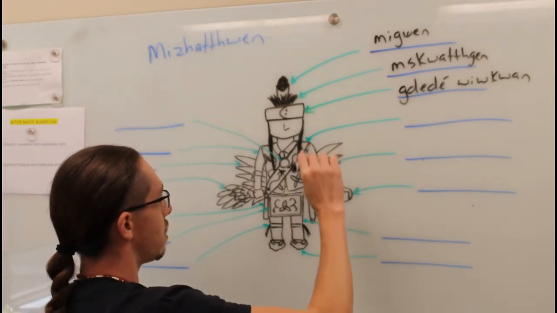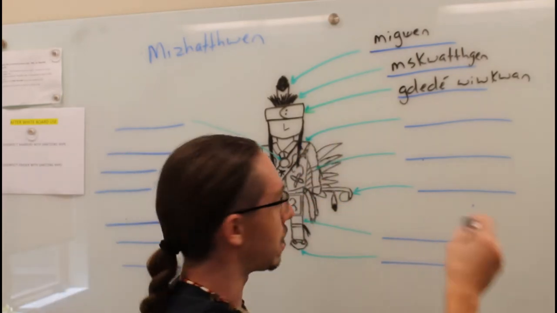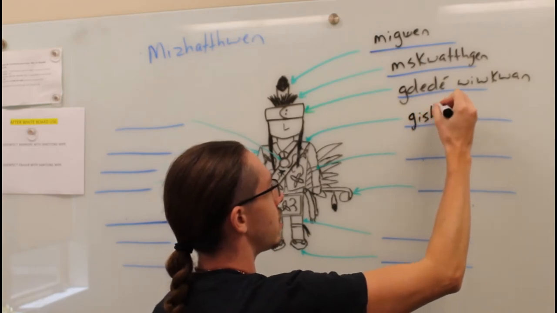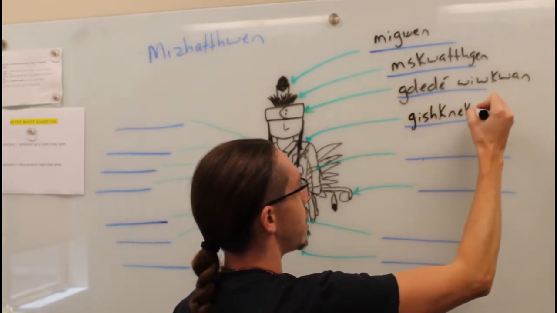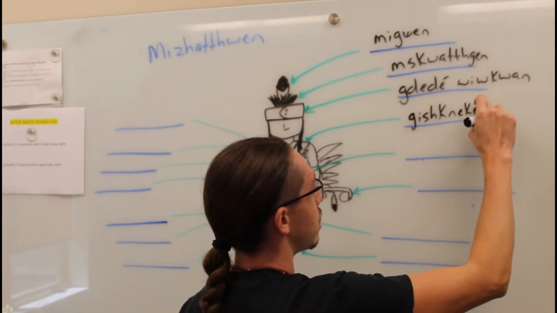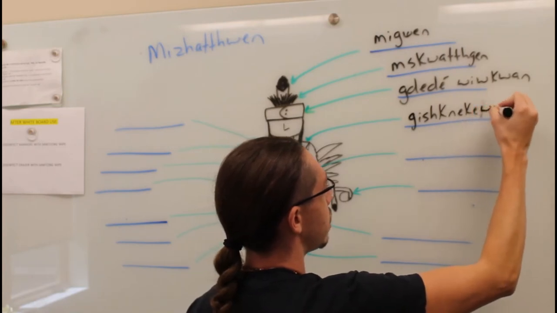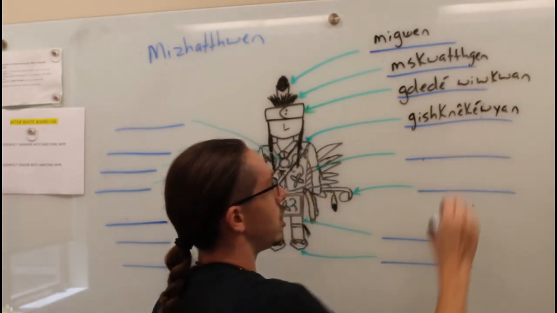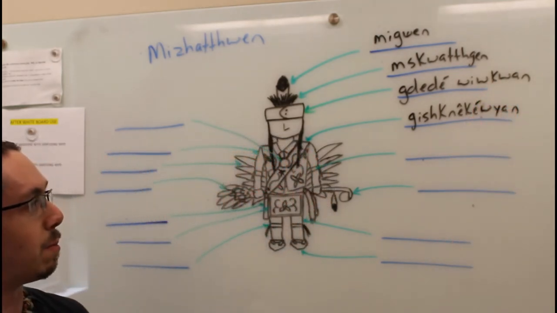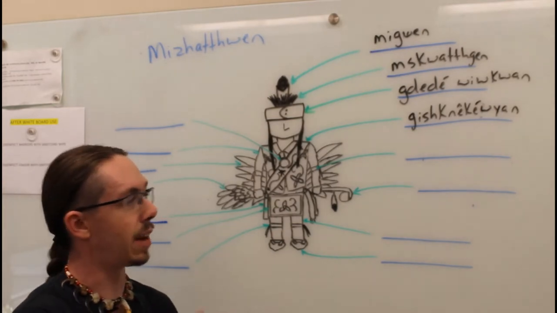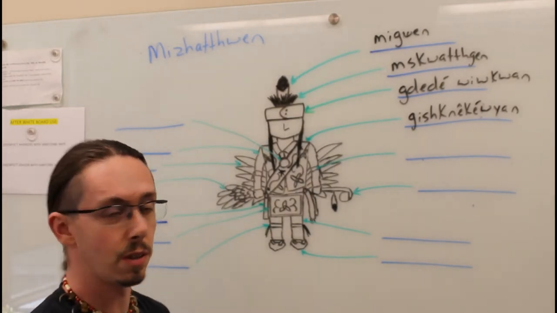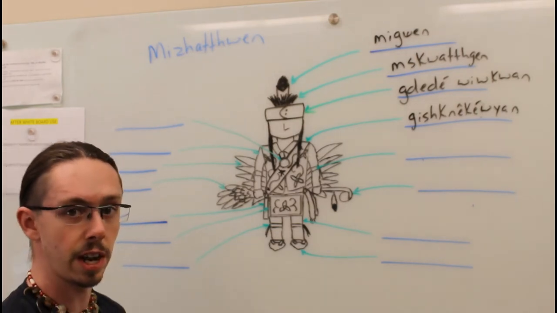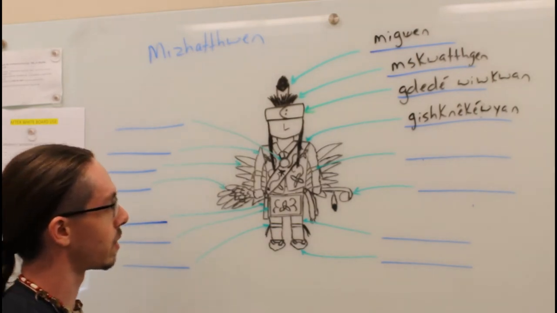Next one I have here, it's supposed to be pointing at the vest, not at the bandolier bag. So the vest we call kishkinakaoyan. It means the piece of hide that has the arms cut off of it. The vest has no arms on it. Kishkinakaoyan. Vest.